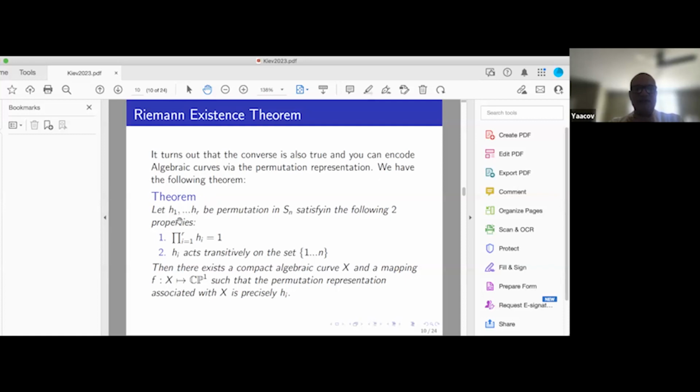Let h_1 to h_r be permutations in S_n satisfying the following two properties. The first property is that the product equals 1, and the second property is that the h_i act transitively on the set 1 to n. Then there exists a compact algebraic curve X and a mapping from X to CP1 such that the permutation representation associated with X is precisely the h_i. This is well-known stuff. This is not something that I invented. I'm going to show precisely where the new stuff comes in.